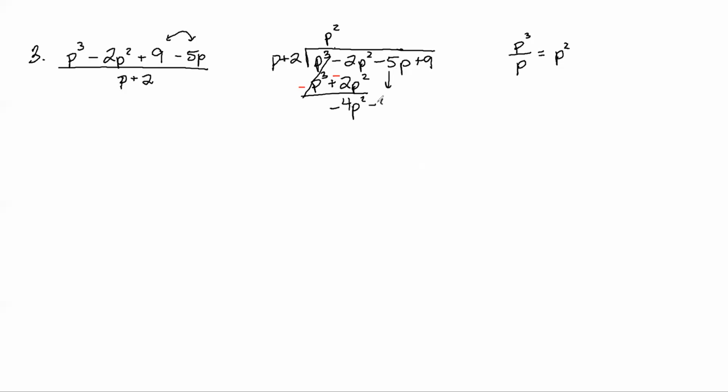Bring down the next term and repeat. First term divided by first term, negative 4p squared divided by p. So we get negative 4p. Put that up top. Multiply. Negative 4p times p, negative 4p squared. Negative 4p times 2, negative 8p. Change the signs and subtract.